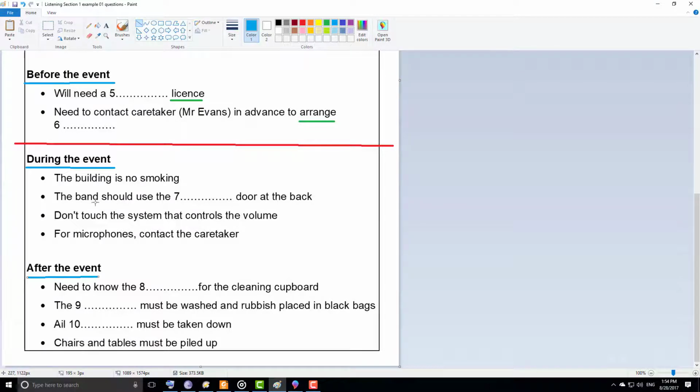Now, question number 7. The band should use the door at the back. Very difficult to try to predict what the answer could be. So let's just use door as a keyword.